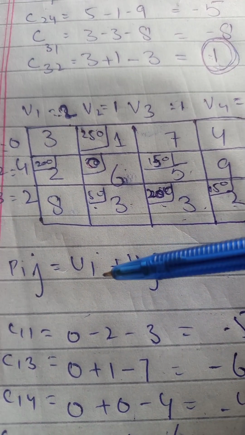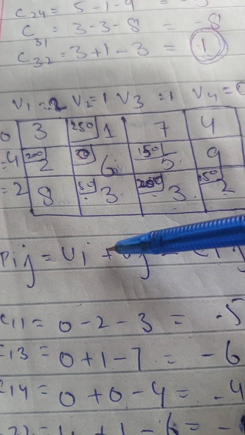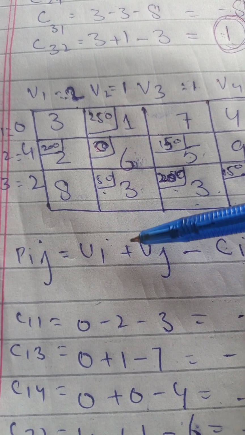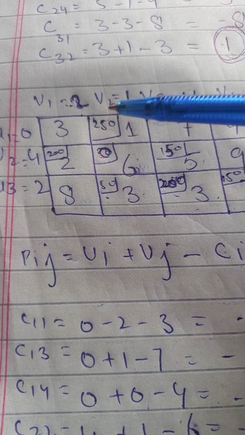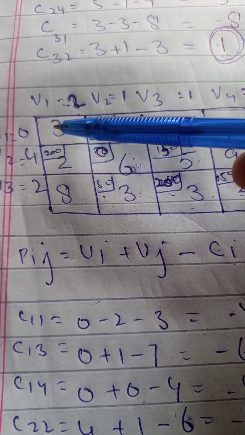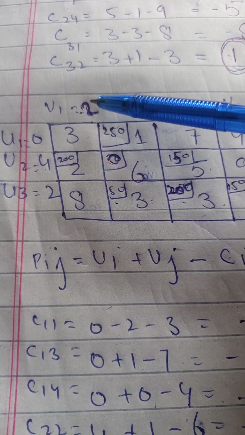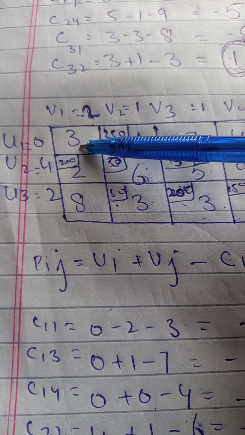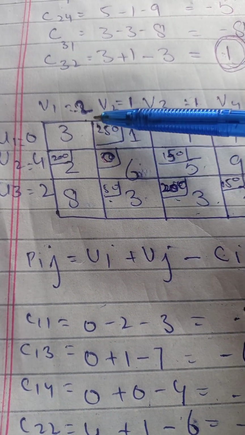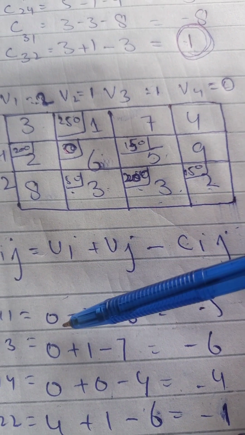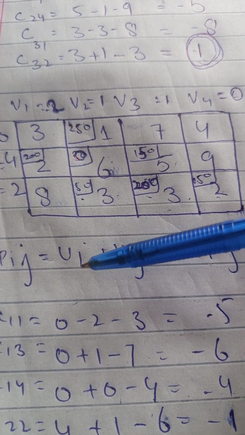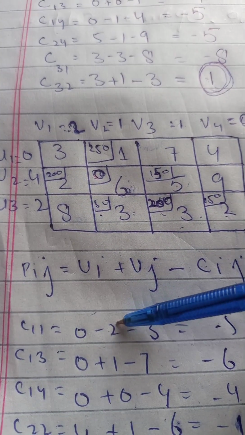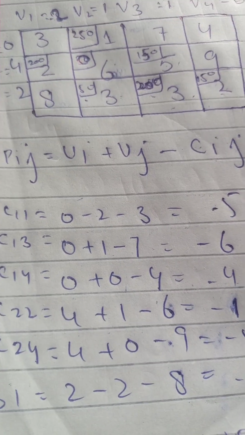That's all. Now we will find this equation for the unallocated cells. Pij, we will find Pij for the unallocated cells. Let's say number 3. The value of u is 0. The value of v is minus 2. The allocated cell number is 3. So by using these signs, we have to write here. Here it is minus because the value is minus 2. Plus, minus, minus. So we will find all the penalties.